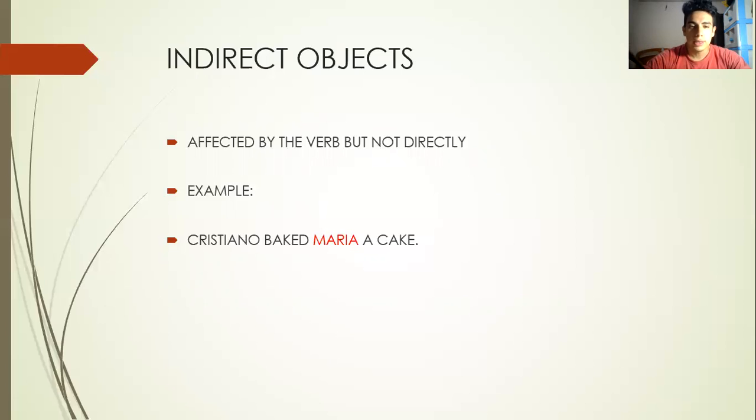So we can see here in this example, Cristiano baked Maria a cake. The action is done in cake because baked is the verb and cake is the direct object. So the indirect object is Maria.